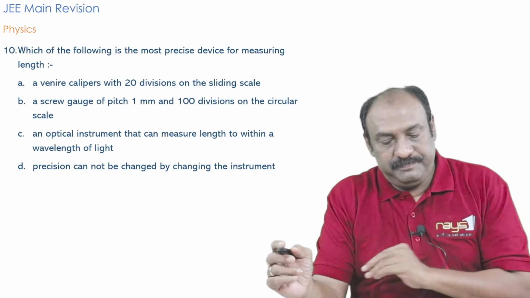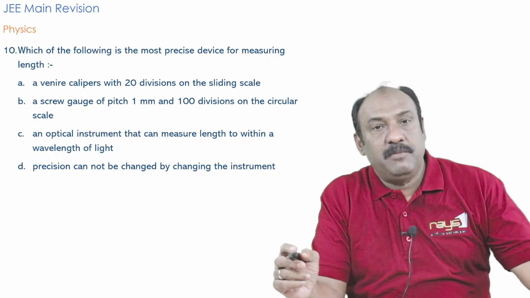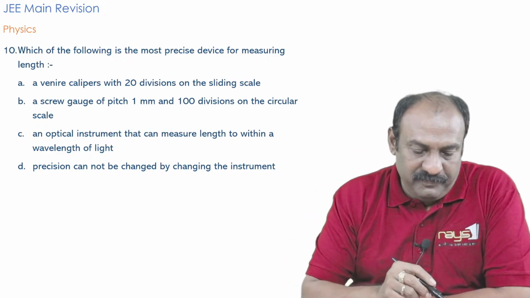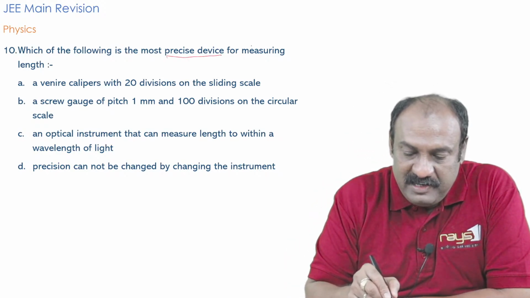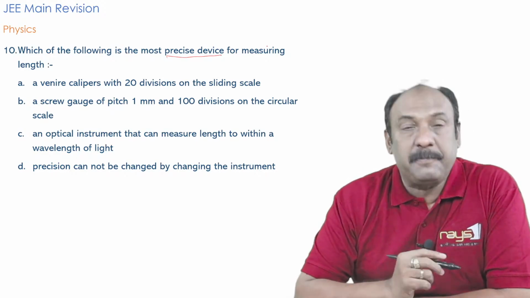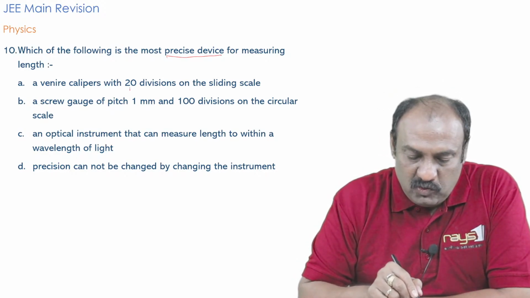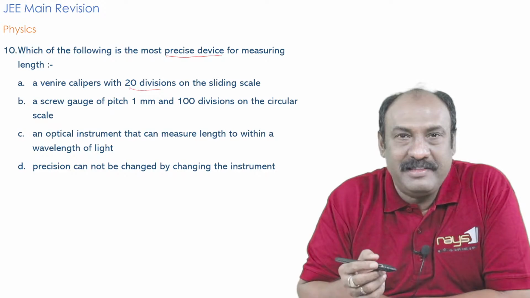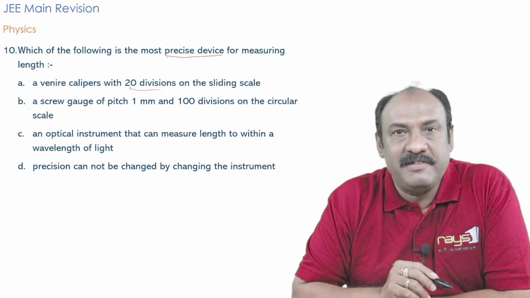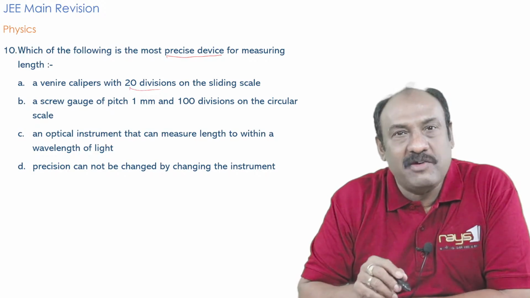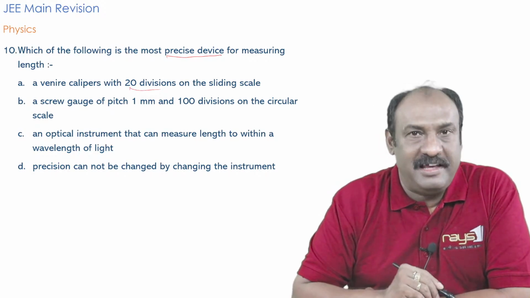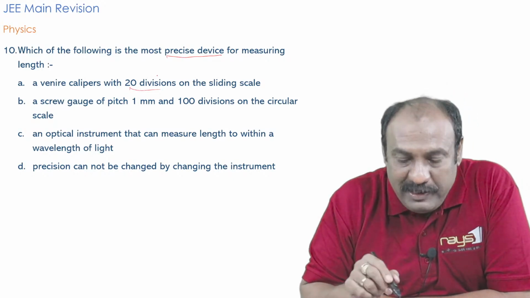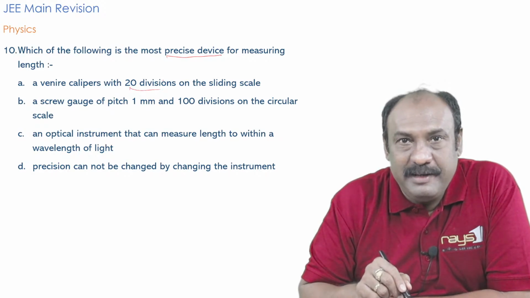Question number 10. Which of the following is the most precise device for measuring of length? See the options. Vernier calipers with 20 divisions on the sliding scale. Generally, vernier calipers is made with 10 divisions. So 10 divisions means here 1 millimeter is subdivided into 10 equal divisions. That is in the form of vernier scale. So that is a precise device for calculation of length up to 1 by 20th part of the centimeter only.